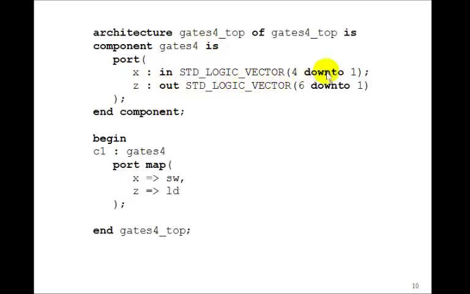These are the inputs, X4 down to 1, Z6 down to 1. And then we'll use this port map statement to connect the X, that is this 4 down to 1, to the switches, which remember were 3 down to 0. As long as the number on each side matches, we can set the 4 down to 1 equal to the 3 down to 0. So the X4 goes to switch 3, and so forth. Same for Z, just connect it to the LEDs, LD 5 down to 0. That's this Z 6 down to 1.